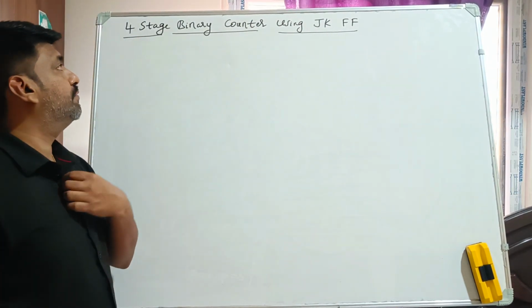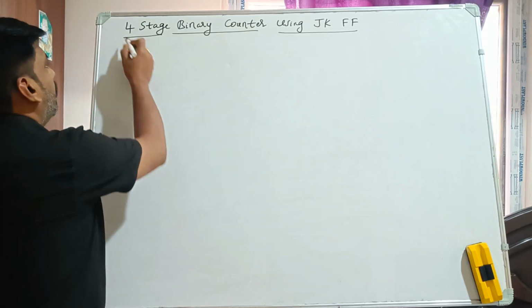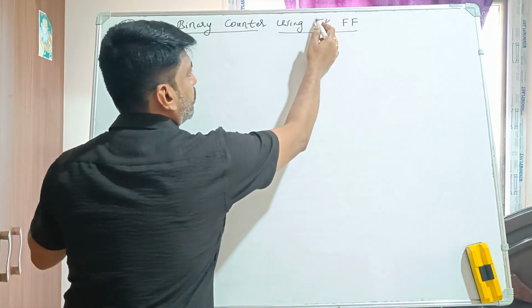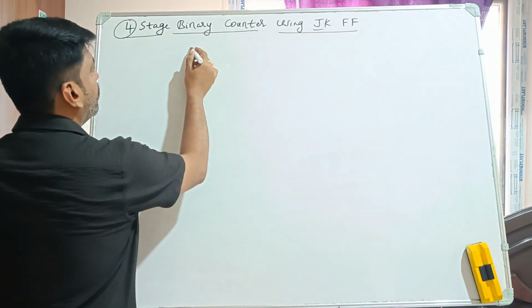So in this video we'll see a 4-stage binary counter using JK flip-flops, right? So what is the stage? 4 stage. So what is the flip-flop? JK flip-flop. So how many flip-flops should you use? 4 flip-flops you should use.